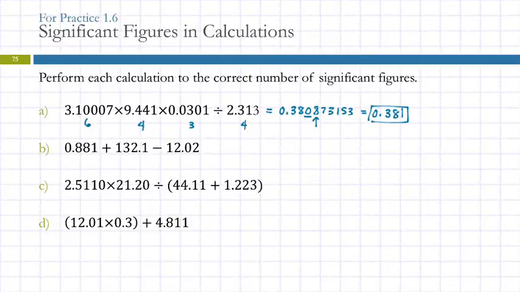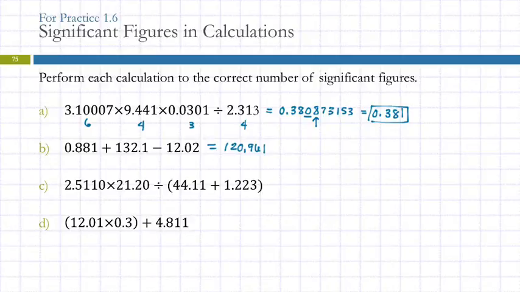Let's do this next one. 0.881 plus, that was the wrong button, plus, okay, 132.1 minus 12.02 equals. So I've got 120.961. Just yell at me if I do it wrong again.